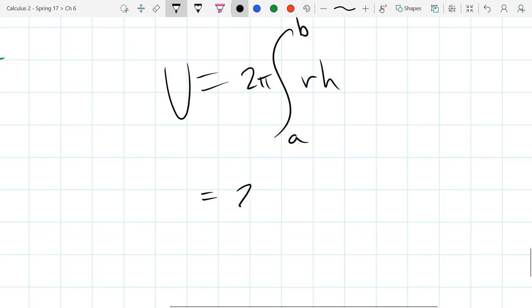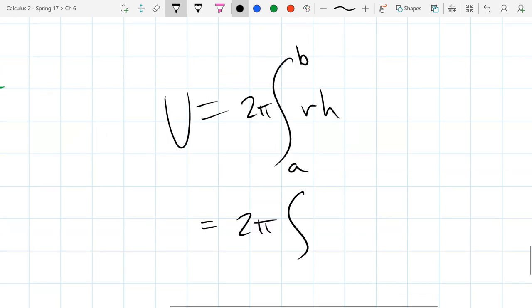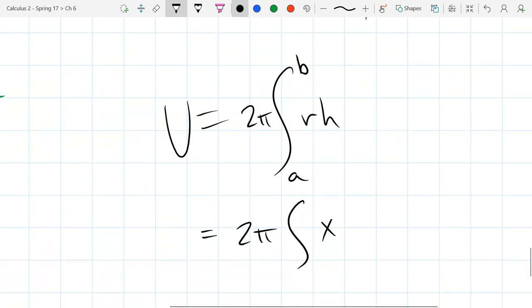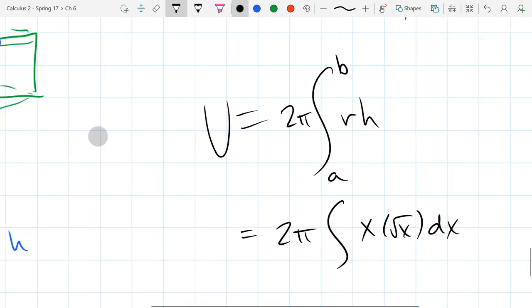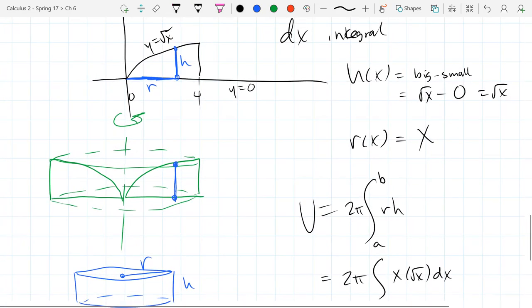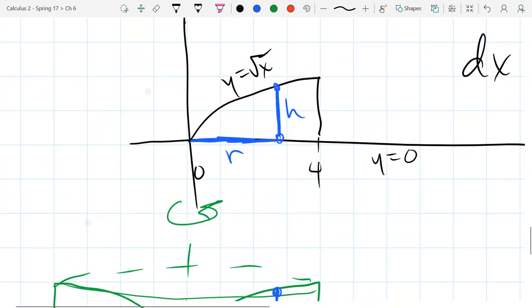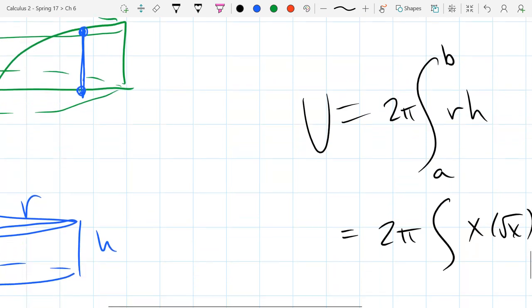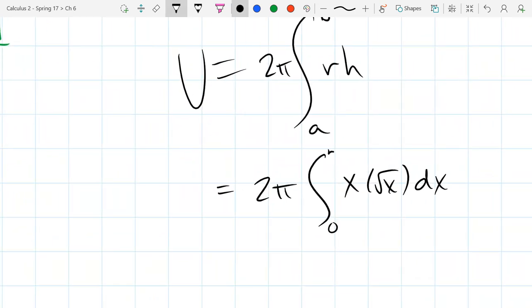So we have our 2 pi integral, r is x, h is square root x, dx. I didn't spend any time computing the intercepts of the intersection of the different functions, but this one was pretty easy, so I'm going to just skip computing that. So we got 0 and 4. Make sure you use x values, don't use y values. We got a dx integral. So you got to talk about the x values to clean your window.